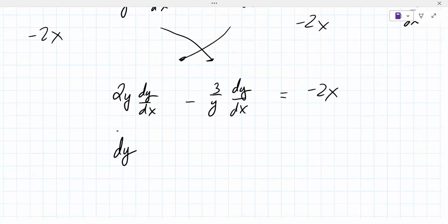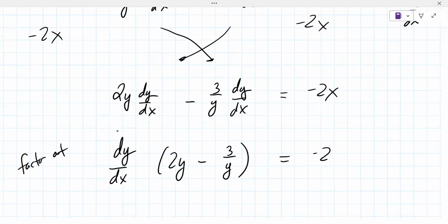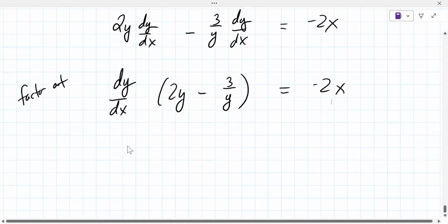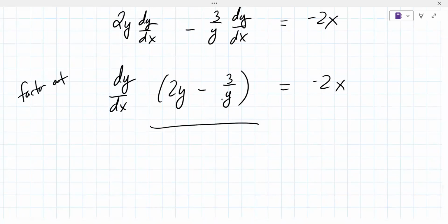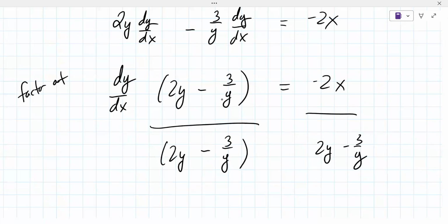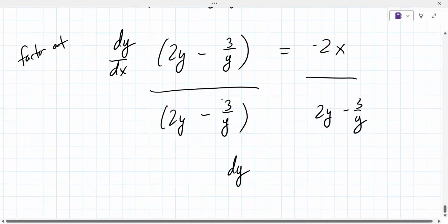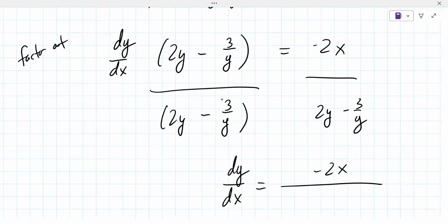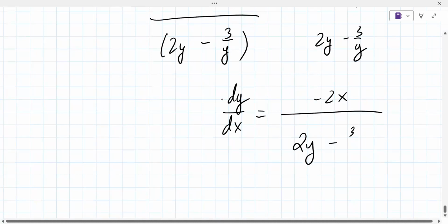And then you factor out a dy/dx. That's I think what was missing from what you said. So that becomes 2y minus 3 over y equals minus 2x. And then you divide both sides by what you've got here, 2y minus 3 over y. So you end up getting dy/dx equals minus 2x over 2y minus 3 over y, like that.